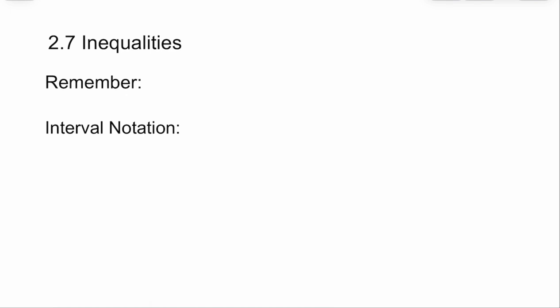In this lesson, we're going to talk about inequalities. Remember that if you multiply or divide by a negative, you flip the symbol.